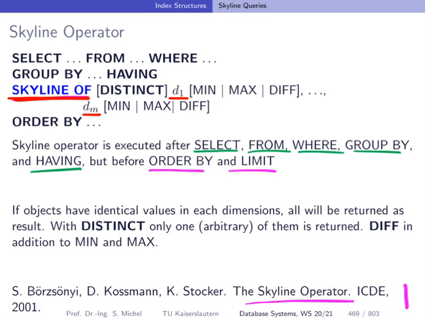The only thing which is new here, or different, is that we have a distinct option. The reason is that objects that have identical values in all dimensions, so duplicates, will be returned as the result, unless we have the distinct command here, and then only one arbitrary one of this group of identical objects is returned.